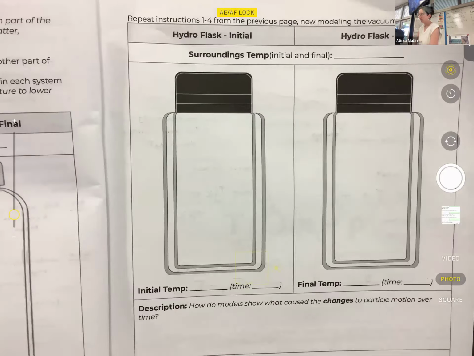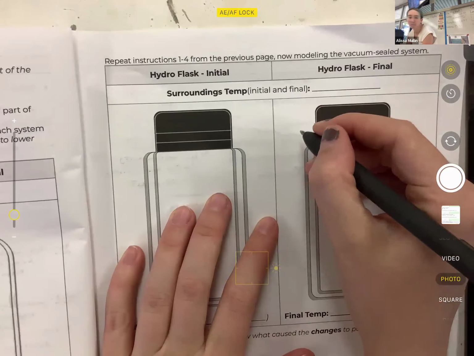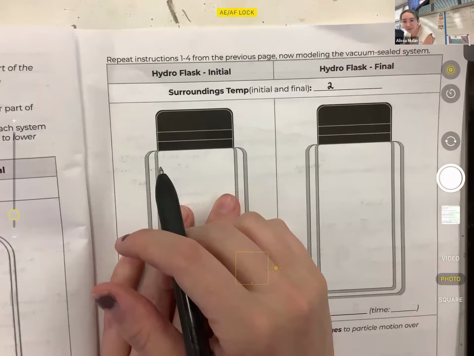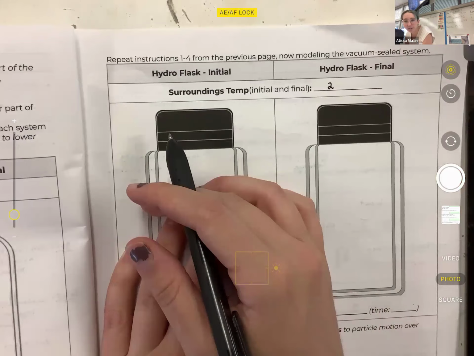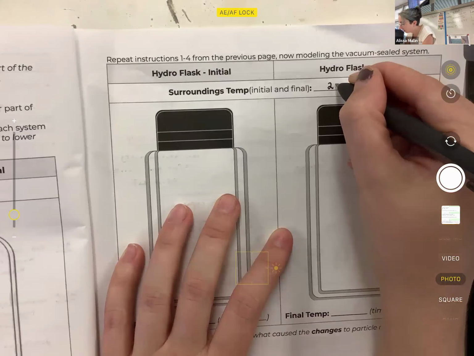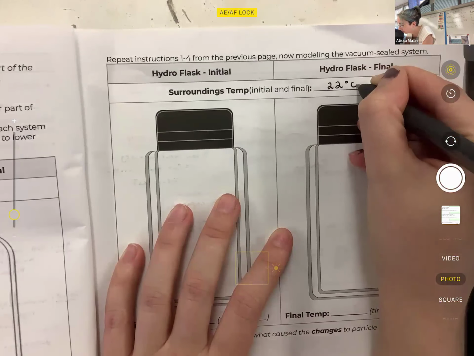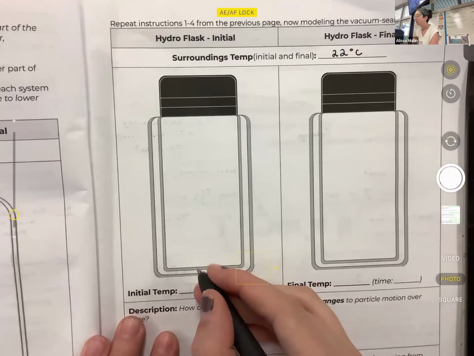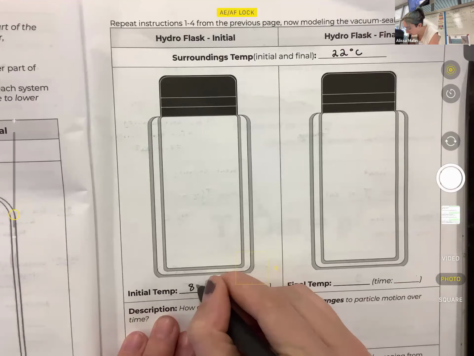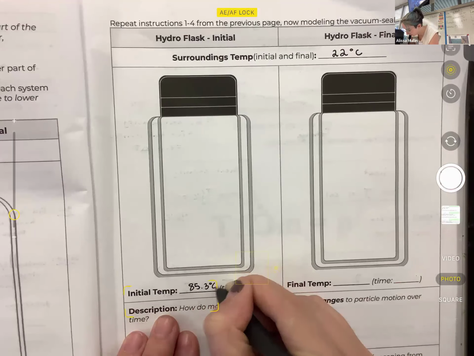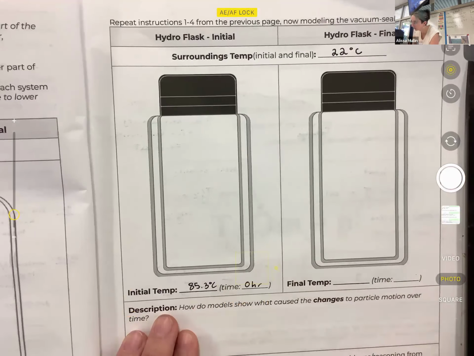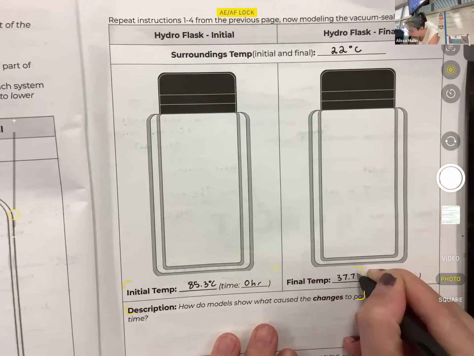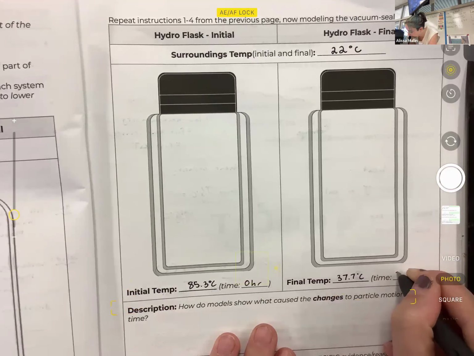Again, let's just do our data first. So same room, they're both these. I didn't have a hydro flask, so pretend, but it's going to work pretty similar. We got our coffee cup with 22 degrees Celsius for the room temperature, again, same starting temperature, 85.3 degrees Celsius after 0 hours, but a final temperature of 37.7 degrees Celsius after 3 hours.